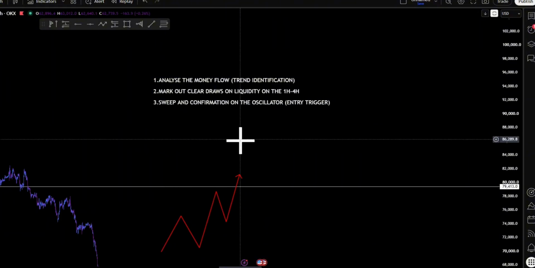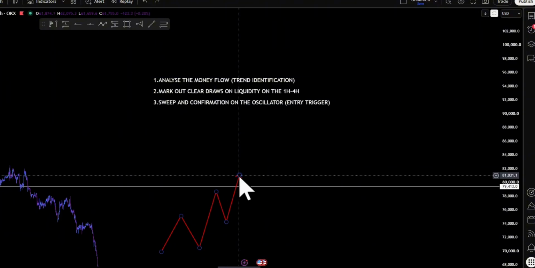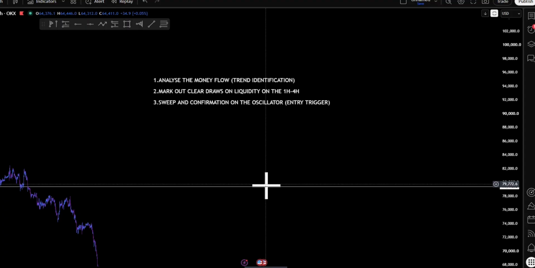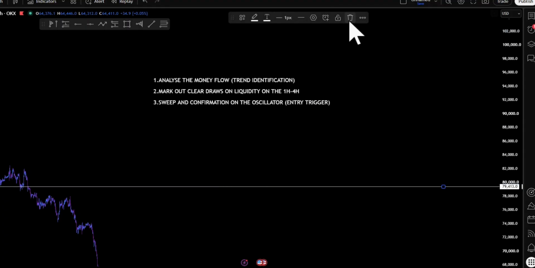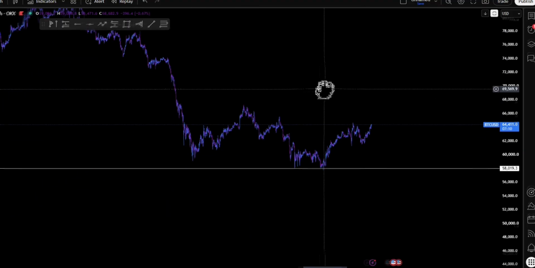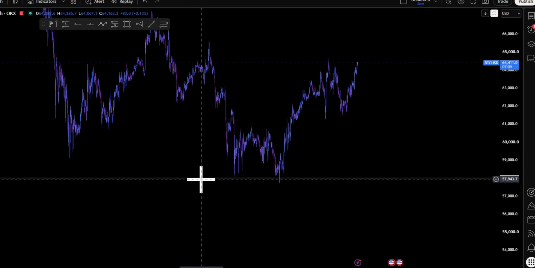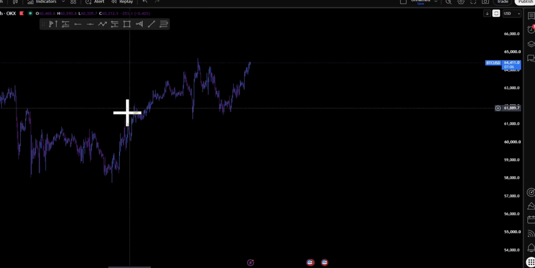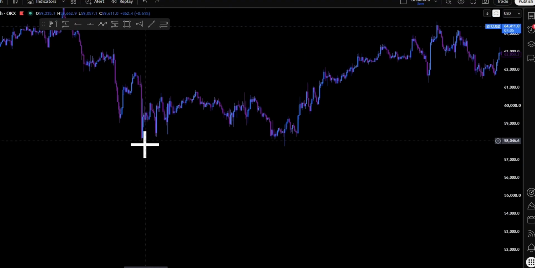Now the third step is confirmation on the oscillator, which I will get onto now, which is the most important part of the strategy, the main builder of the strategy. Now let me show you an example. We're on the 1 hour time frame. What do you see? This is a clear low, a clear draw on liquidity. We'll simply mark it up.